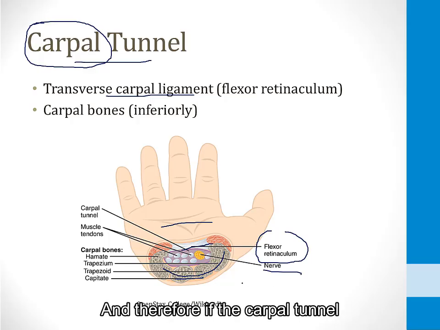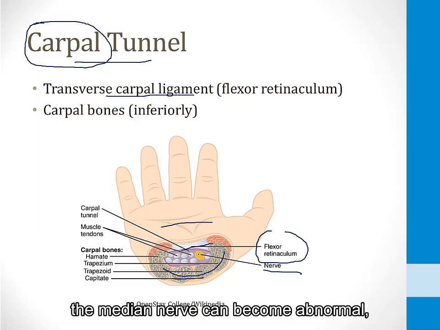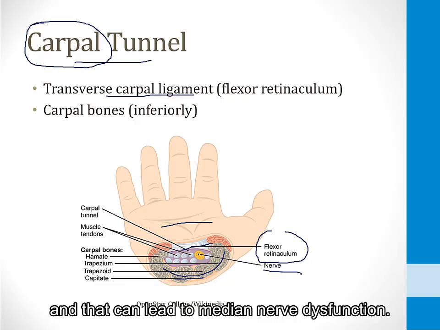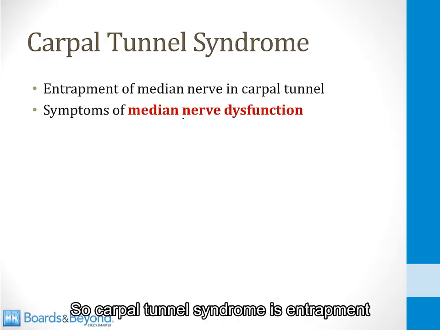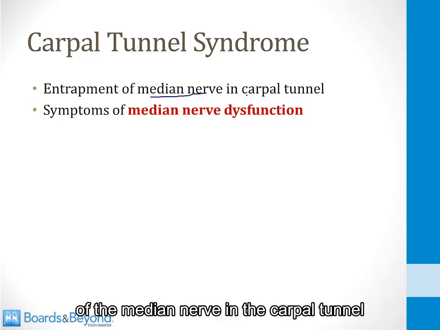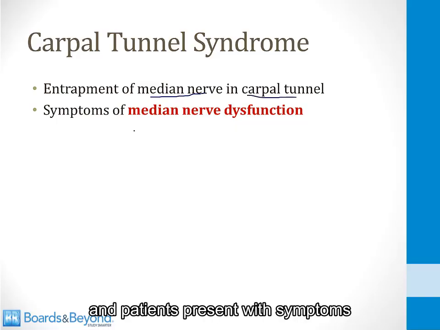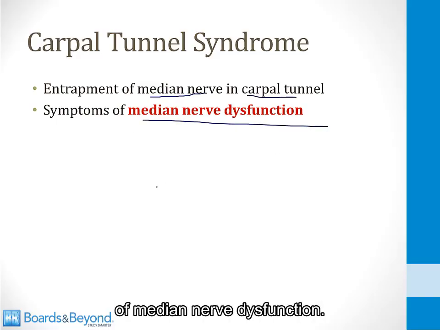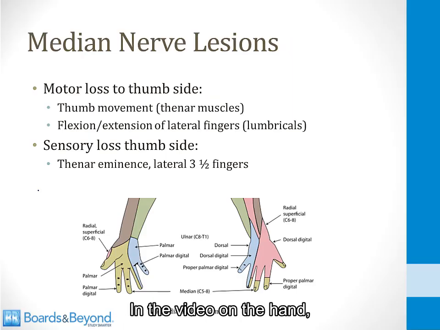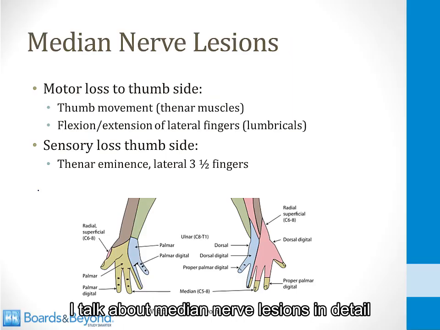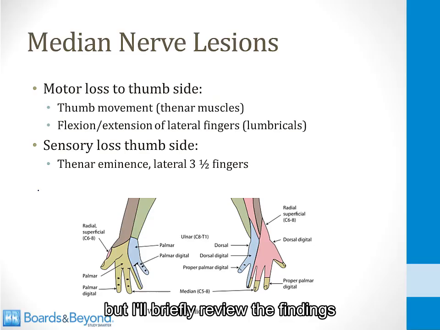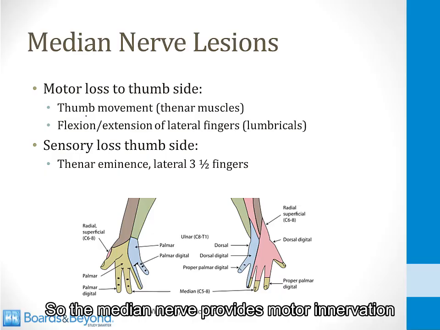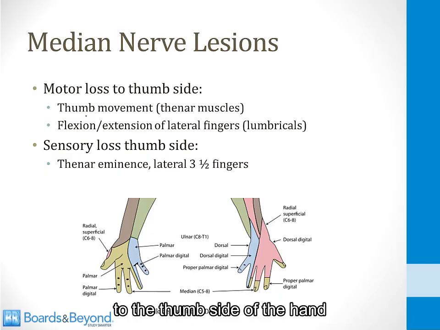And therefore, if the carpal tunnel becomes compressed for any reason, the median nerve can become abnormal, and that can lead to median nerve dysfunction. So carpal tunnel syndrome is entrapment of the median nerve in the carpal tunnel, and patients present with symptoms of median nerve dysfunction. In the video on the hand, I talk about median nerve lesions in detail, but I'll briefly review the findings of a median nerve lesion here, the type of findings you can see in carpal tunnel syndrome. So the median nerve provides motor innervation to the thumb side of the hand.